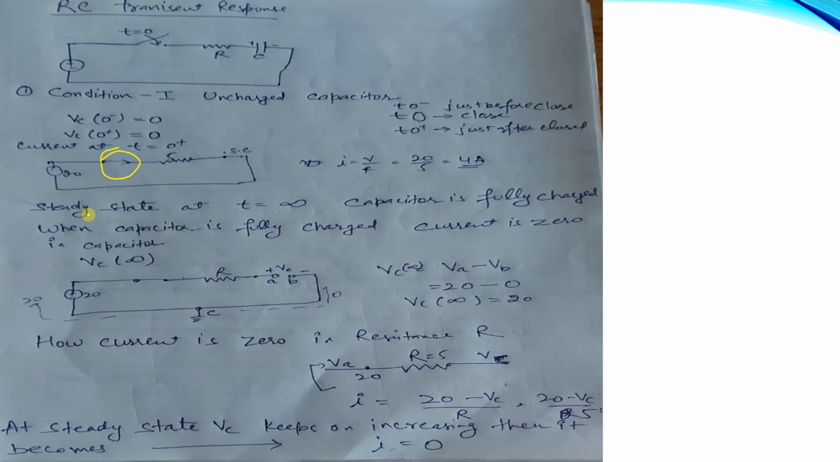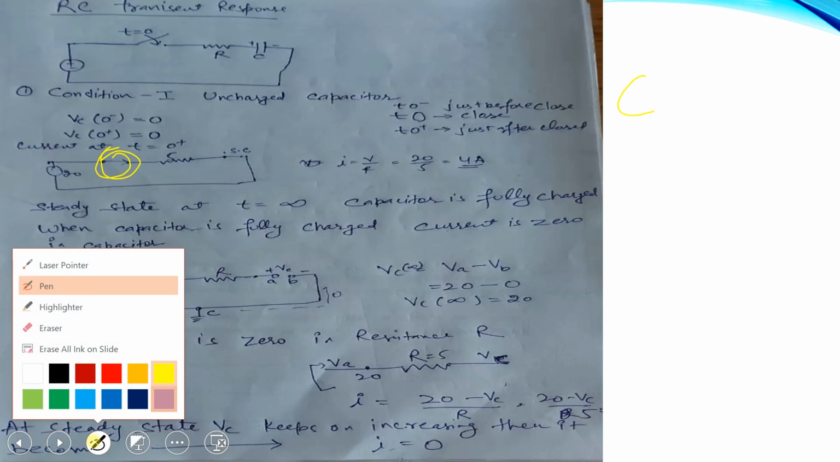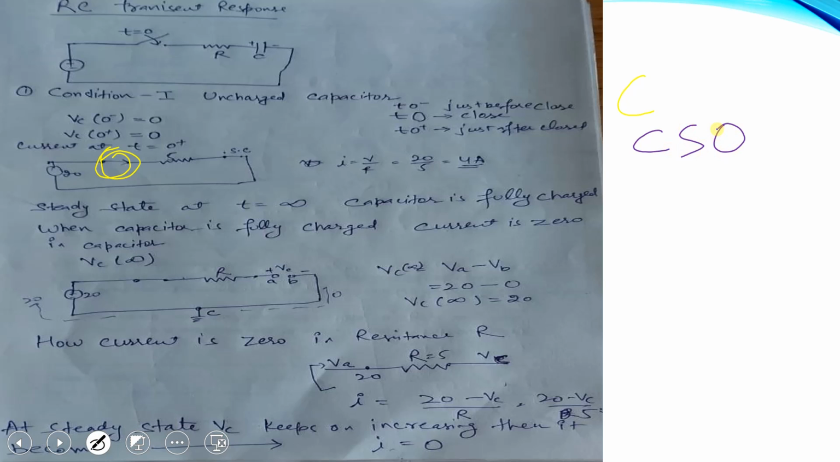Then steady state at t is equals to infinity, the capacitor is fully charged. When we connect this battery, this capacitor gets fully charged. Look at here, we make it short circuit, as the capacitor at initial is 0 and capacitor at its final is open circuit. So when we are talking about the initial condition we make it short circuit. Steady state at t is equals to infinity, the capacitor is fully charged. When capacitor is fully charged the current is 0 in the capacitor.